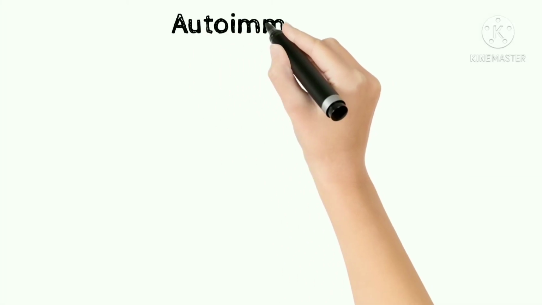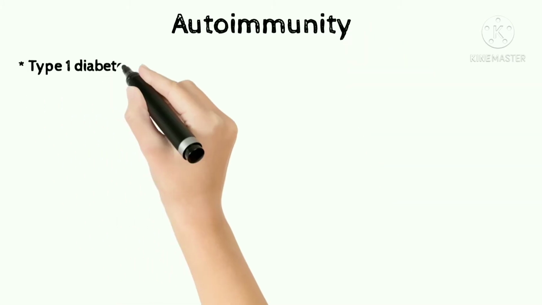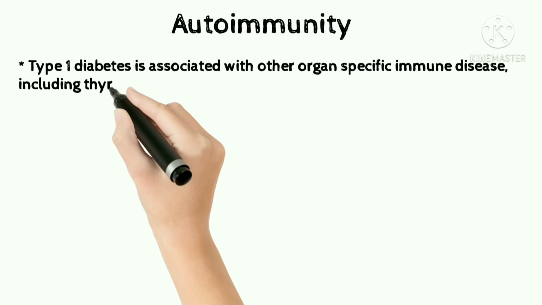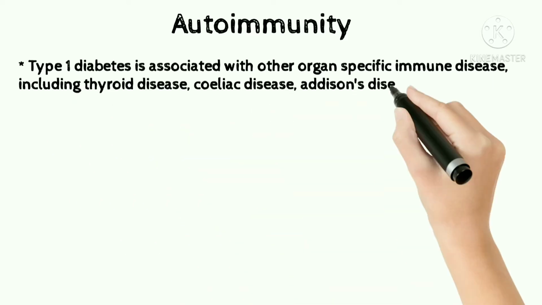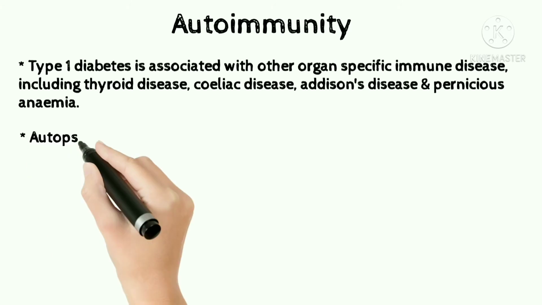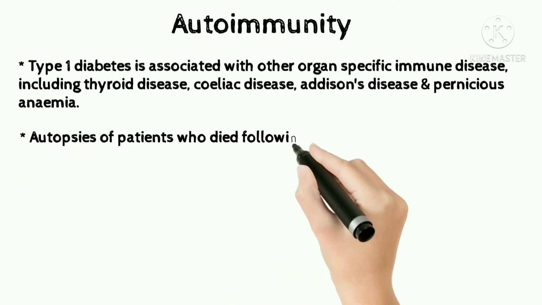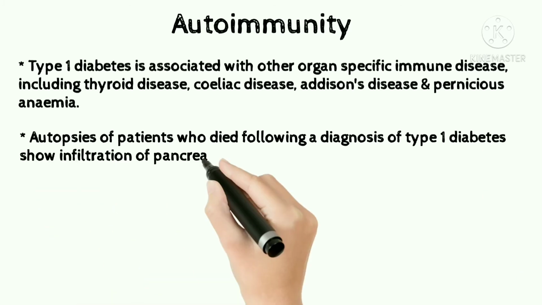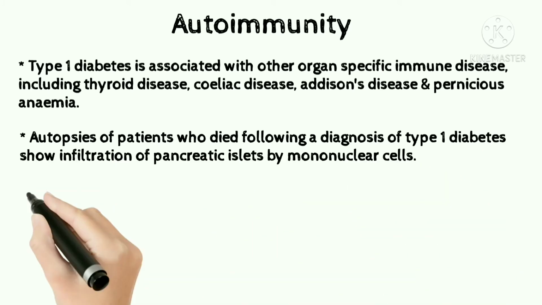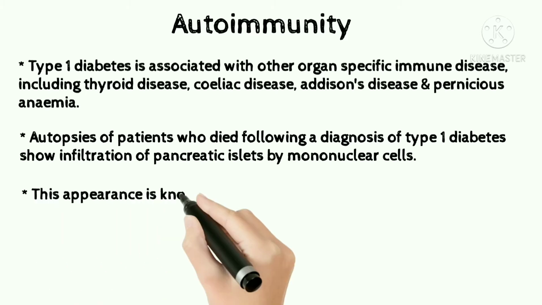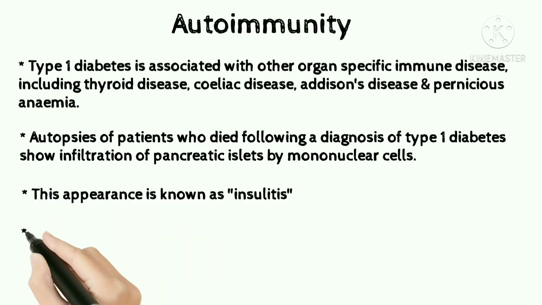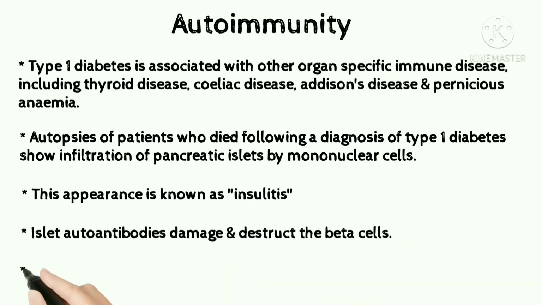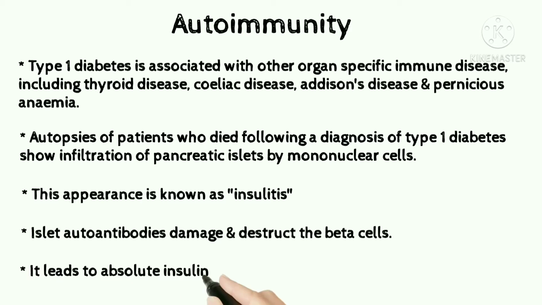Second factor is autoimmunity. Type 1 diabetes is associated with other organ-specific immune diseases, including thyroid disease, celiac disease, Addison's disease and pernicious anemia. Autopsies of patients who died following a diagnosis of type 1 diabetes show infiltration of pancreatic islets by mononuclear cells. This appearance is known as insulitis. Islet autoantibodies damage and destroy the beta cells. It leads to absolute insulin deficiency.